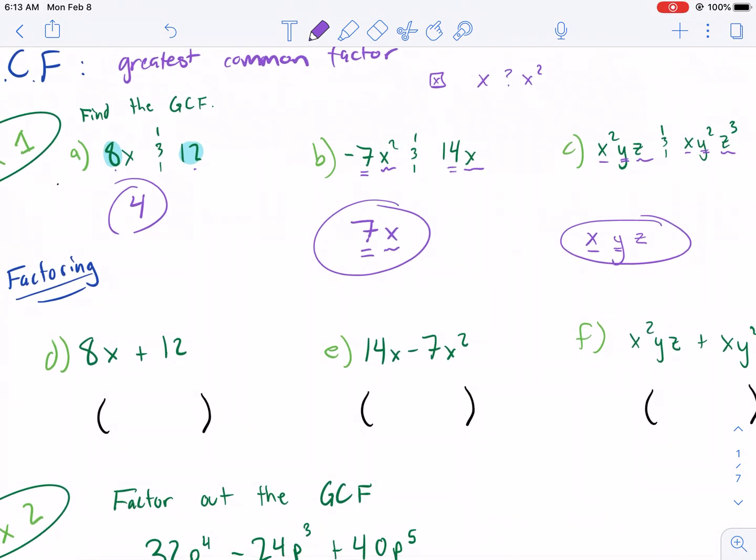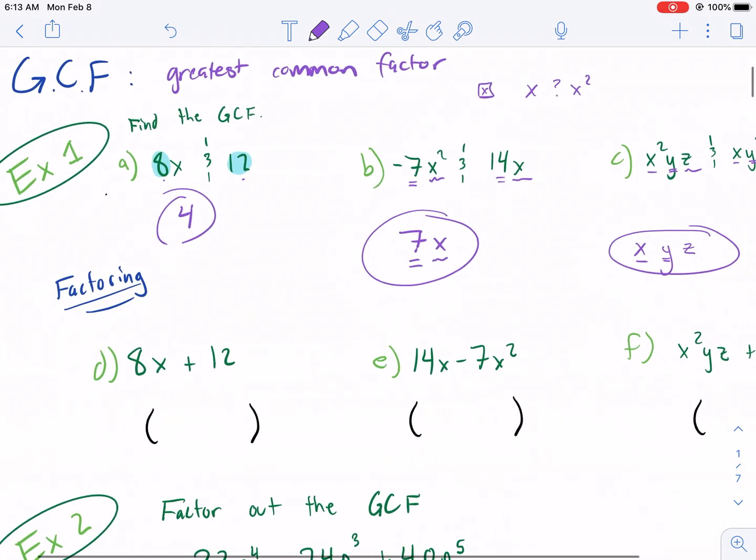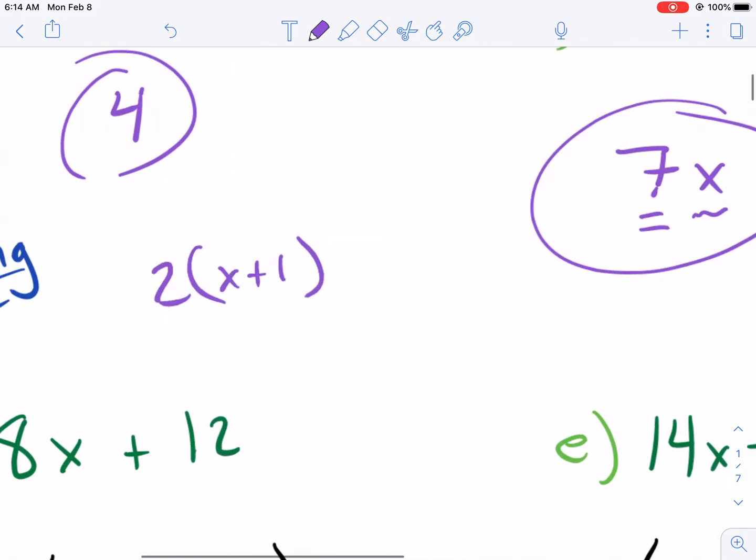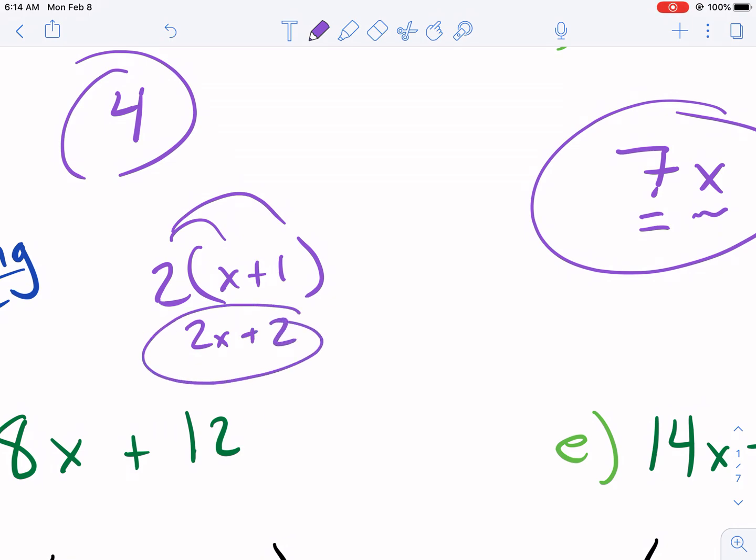Now, how do we apply this to factoring? Factoring is the process of essentially going in reverse from distributing. For example, if you had something like 2 times (x plus 1) as a very simple example, to distribute would get 2x plus 2. Now to go in reverse from 2x plus 2, we need to think, what's the greatest common factor between 2x and 2, those two terms?